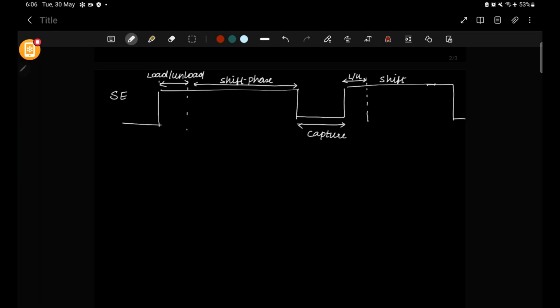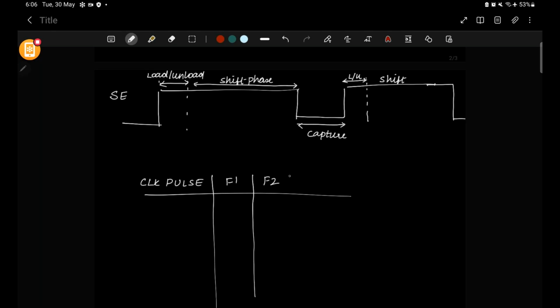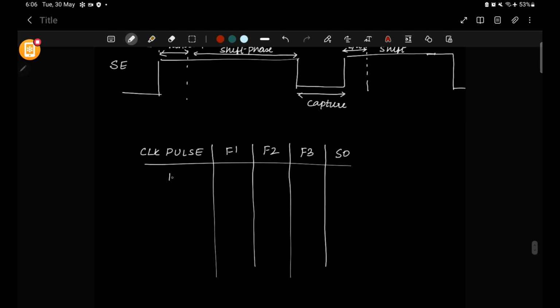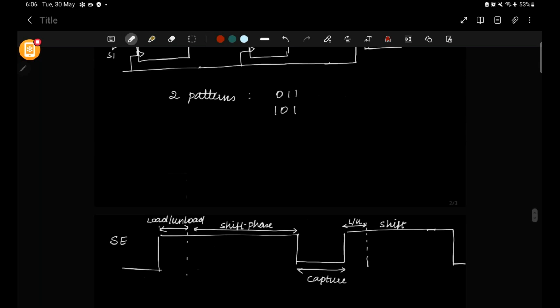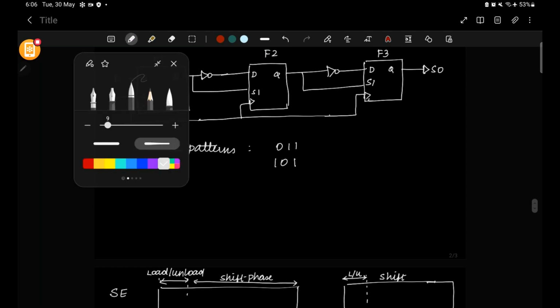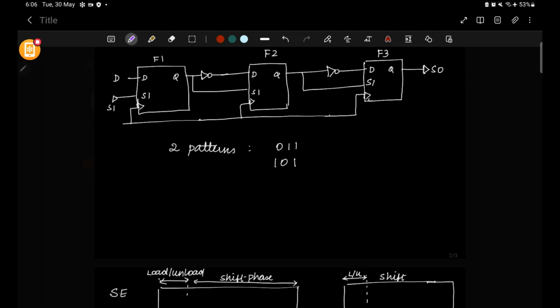So this is how you'll be having the scan chain waveform. First we have the shift phase: clock pulse, then flip-flop 1, flip-flop 2, flip-flop 3, and you have your scan out. At the first clock pulse, what will happen? The first pattern's LSB bit will go into flip-flop 1.